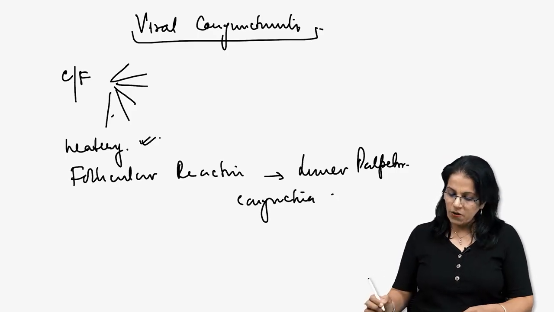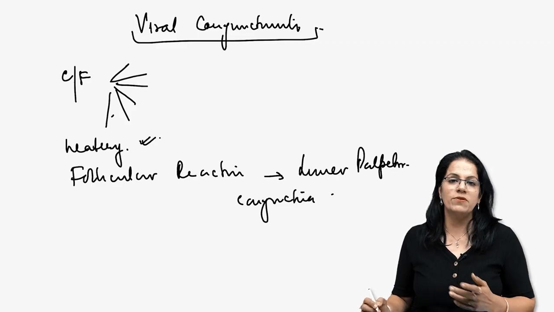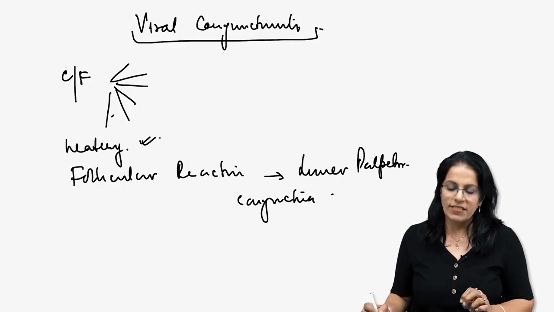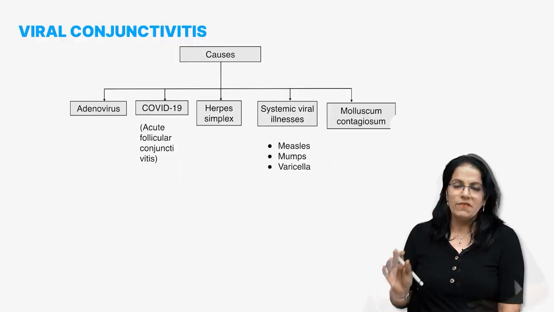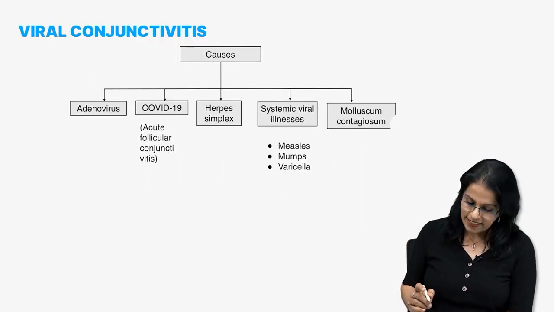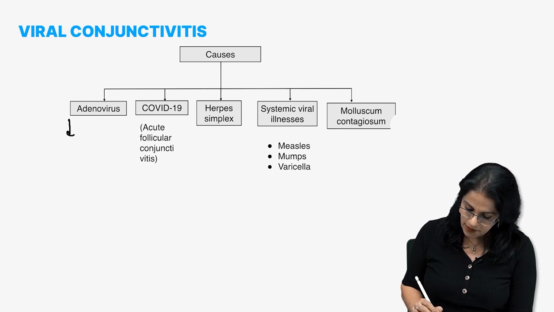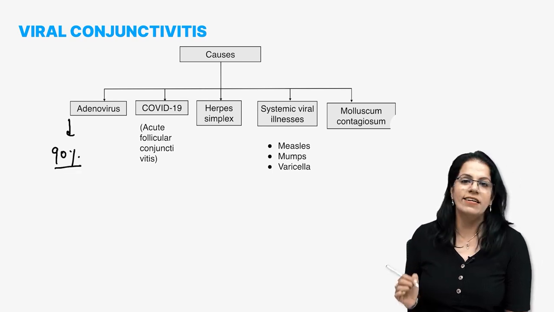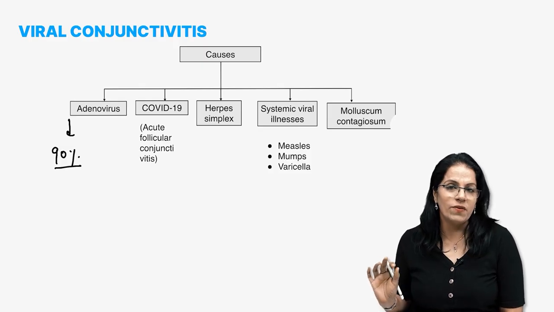Okay, next what you have to learn is the etiology. If you look at the different causes of conjunctivitis, let us understand that 90% of viral conjunctivitis is adenovirus.